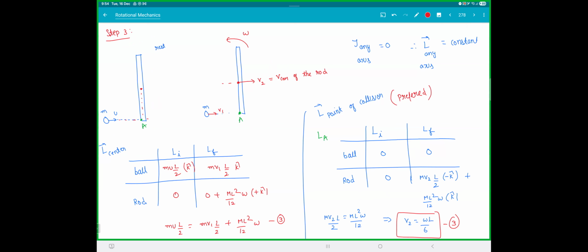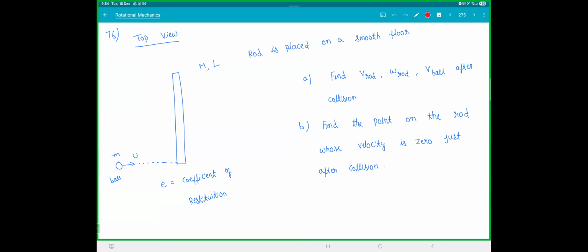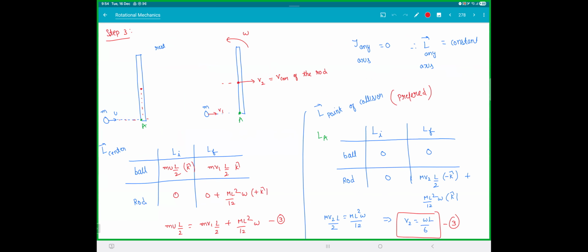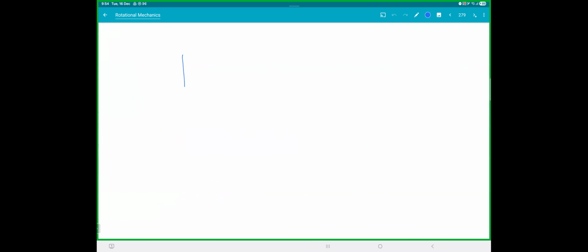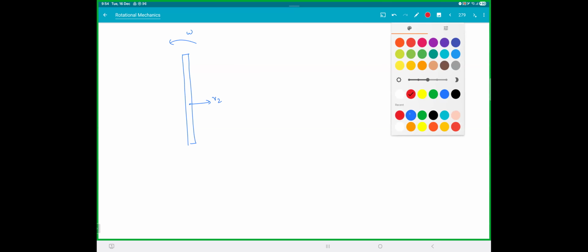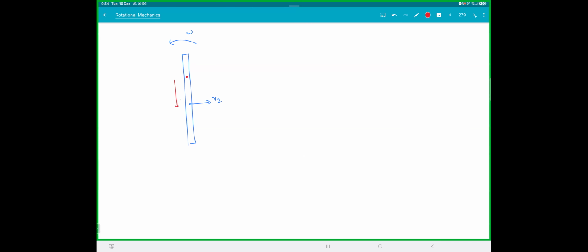Is this clear, everyone? And the reason I like the point of collision is for the second question: find the point on the rod whose velocity is 0 just after collision. You need not even solve the whole thing. After collision, this end is going with V2 and this point with omega. If you choose a point at a distance x, it has velocity v2 forward and x omega backward. You want v2 minus x omega to be 0, but v2 is omega L by 6. Therefore, x is equal to L by 6.